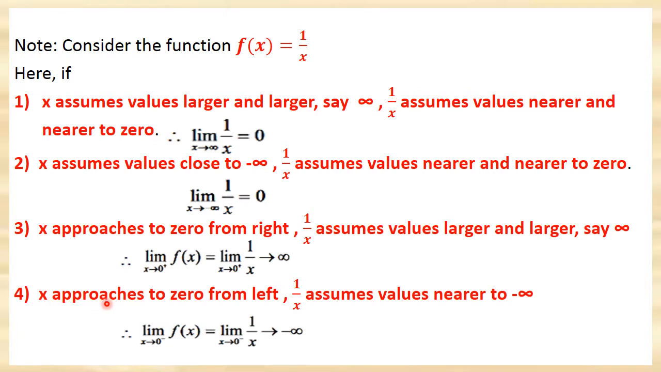Now x approaches 0 from the left, which means the left limit. Then we say 1/x assumes values nearer to minus infinity, that is lim x→0- f(x) = lim x→0- 1/x tends to minus infinity.